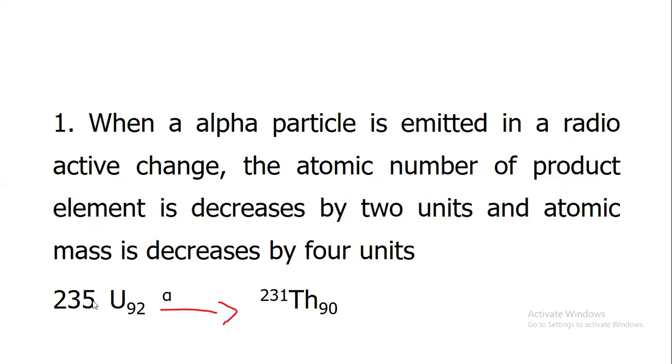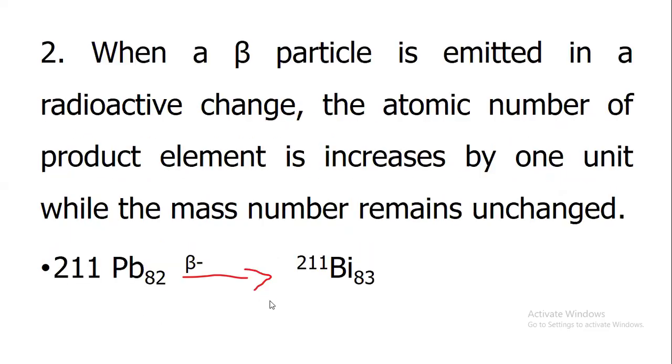Alpha emission: the atomic number decreases by 2 units and the mass number decreases by 4 units. When a beta particle is emitted in the radioactive chain, the atomic number of the product element increases by 1 unit, while the mass number remains unchanged.